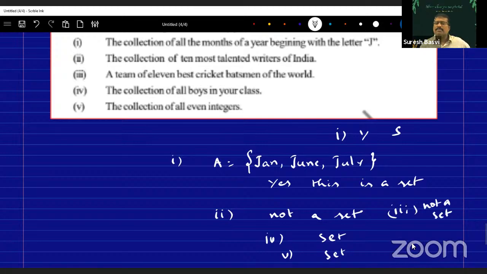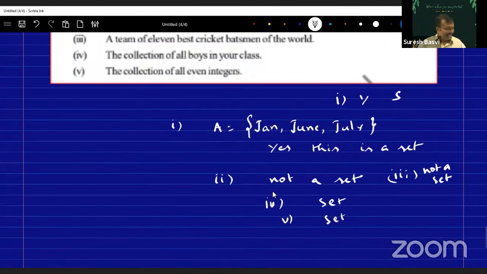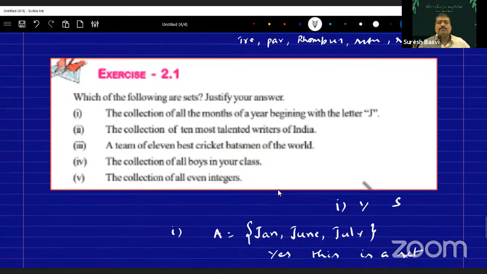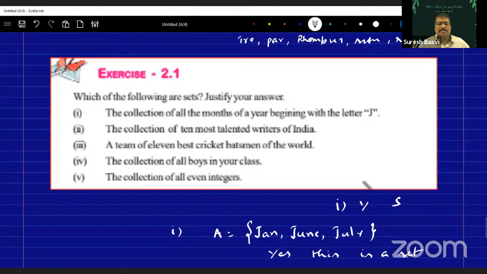Justify your answer means give examples. So 3 more minutes are there. Yes, Venkateshwarlu, you are also a cricket fan. Right. So I think the first problem is over. In 2.1, the first problem is over.